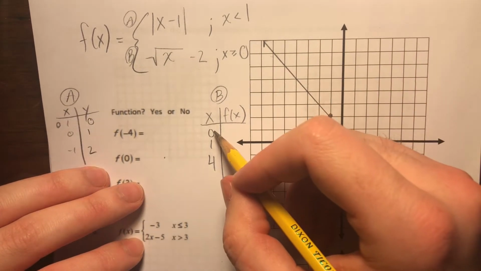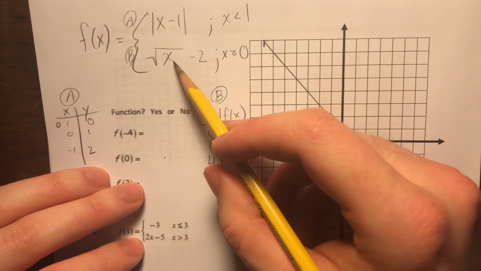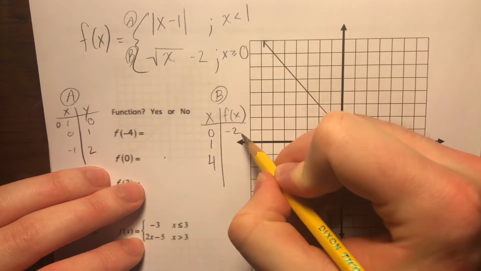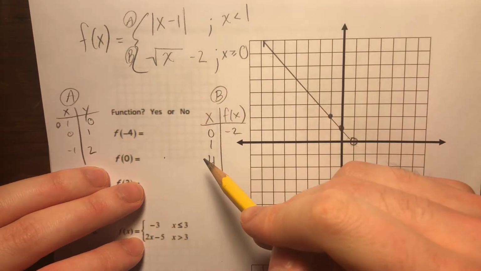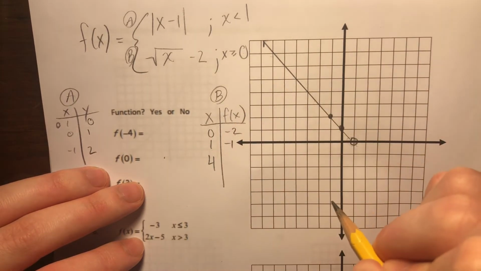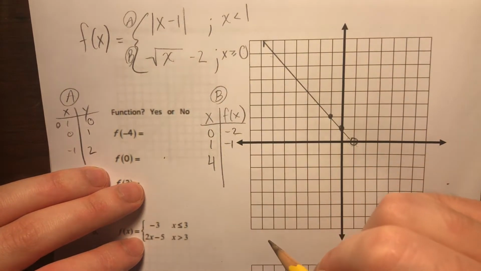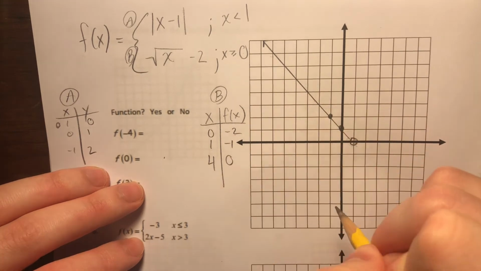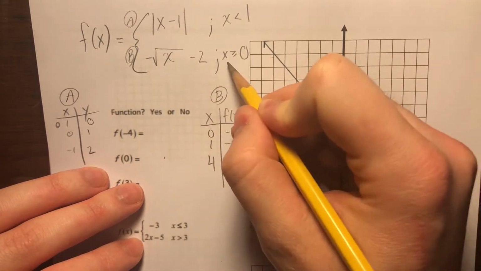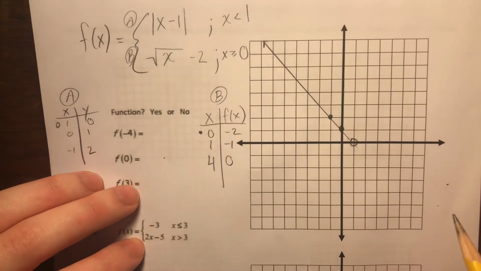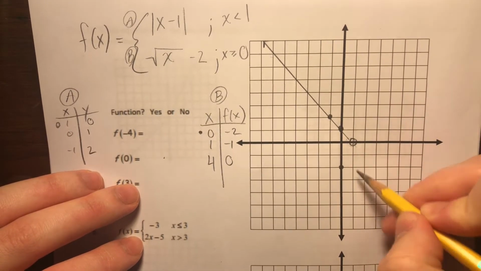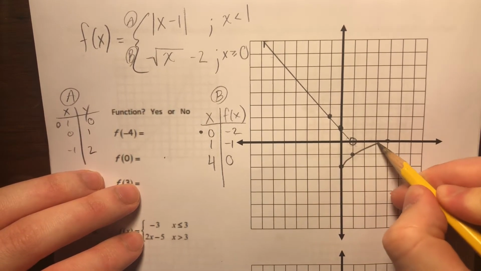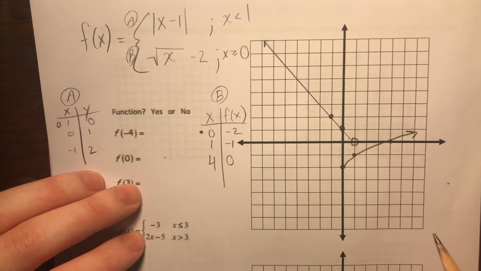All right, so when x is 0, square root of 0 is 0. 0 minus 2 is negative 2. Plug 1 in, square root of 1 is 1. 1 minus 2 is negative 1. Plug 4 in, square root of 4 is 4. Sorry, square root of 4 is 2. 2 minus 2 is 0. So now I'm going to plot these points. It's inclusive at 0, so I'm going to make it a solid dot. All right, so 0, negative 2, 1, negative 1, and 4, comma 0. And that should be enough for me to get an idea of what that function is going to look like.